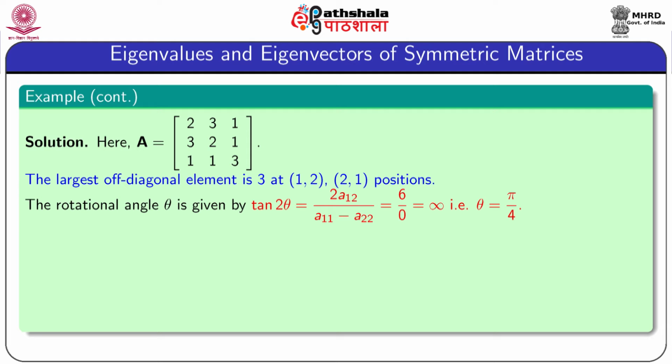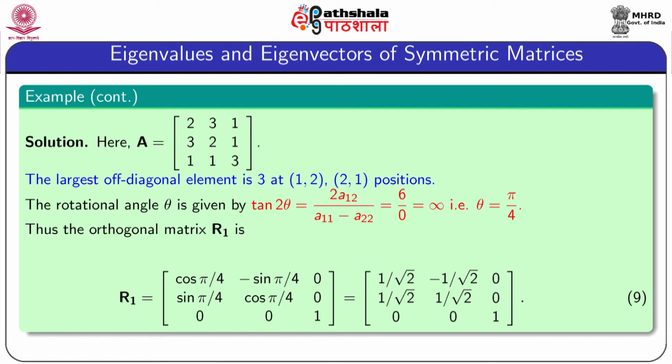a11 minus a22. Here we have assumed that the largest element 3 is present at position (1,2). So, for this reason the formula is taken as 2 a12 by a11 minus a22, which is equal to 6 by 0, that means infinity, and hence theta is equal to pi by 4, because a12 is a positive quantity. Therefore theta is positive pi by 4.